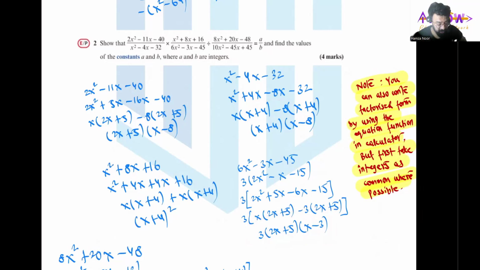Okay, now the thing is that if you enter this expression in your calculator's equation function, although you will get the same roots, you are going to miss this common integer out. So you need to be careful with this. First of all, you need to take the integer as common and then use the calculator's equation function mode. So in this particular expression, after using the calculator function mode, first you have this step, then this step, and then the very last step.